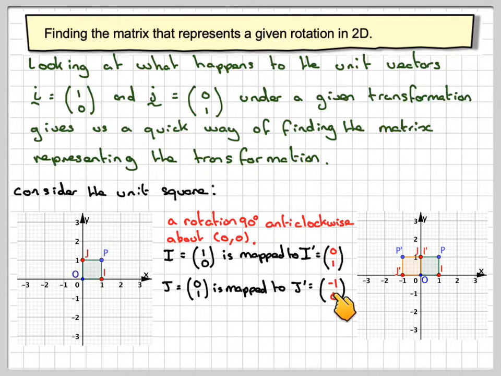So these two now form the matrix. To find the matrix for a rotation 90 degrees anti-clockwise about (0, 0), we take (0, 1) and write it down here. And then we take what happens to j, (-1, 0), and write it here, and that gives me the matrix that represents a rotation 90 degrees anti-clockwise about (0, 0).